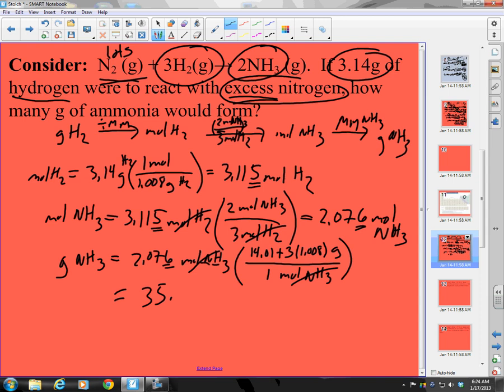So I get 35.36, but how many sig figs? We have 3 sig figs, so it's going to be 35.4 grams of ammonia. Good.